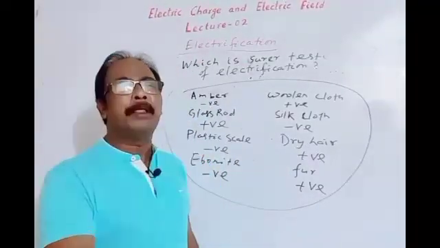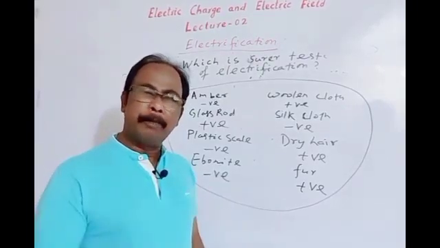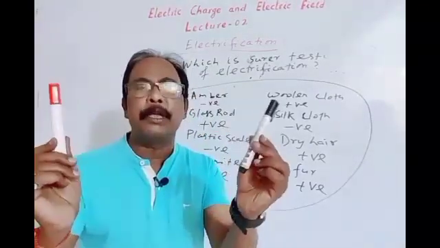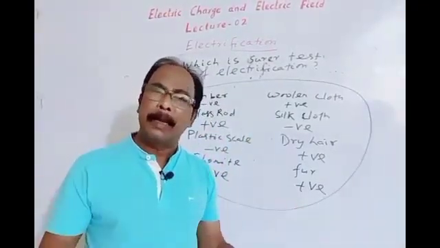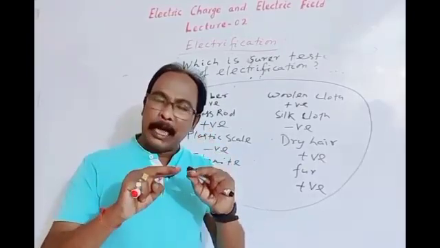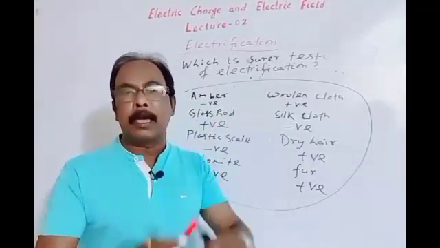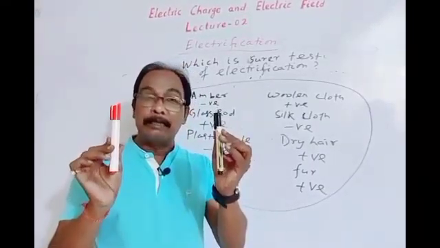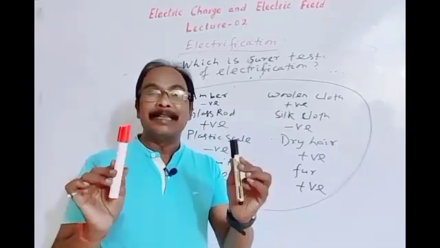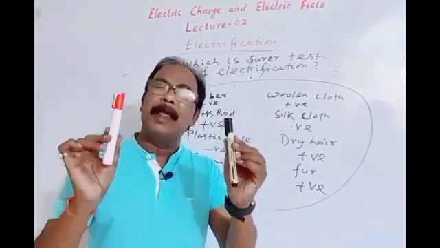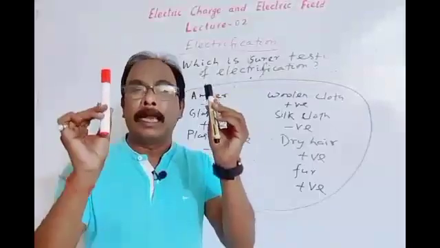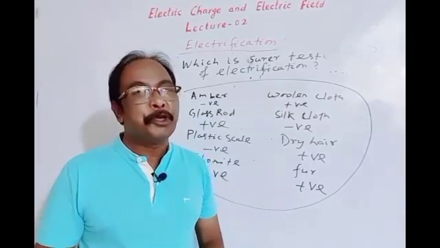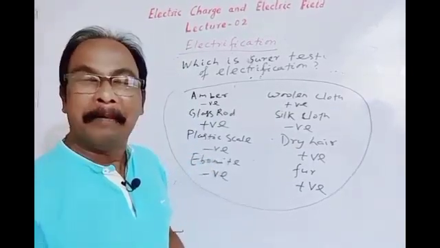So a charged body attracts both an oppositely charged body as well as an uncharged body. So attraction may take place between two oppositely charged bodies and between a charged and an uncharged body. But to have repulsion, both the charges must be similar. It means if both the bodies are similarly charged, positive or negative, then there will be repulsion. So repulsion is the sure test of electrification.